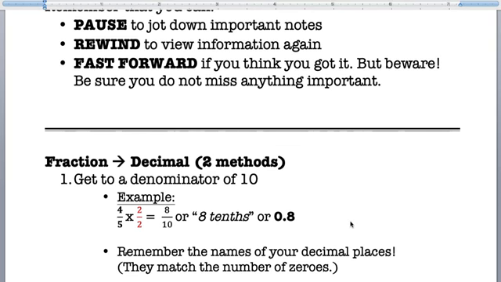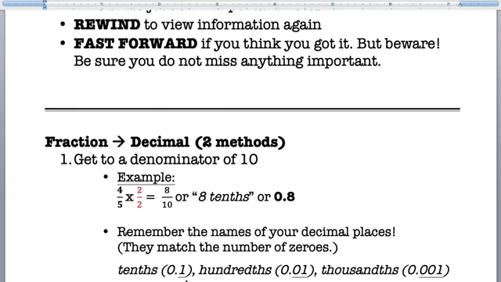So then it's important that you remember the names of your decimal places. If you don't know what it's called, tenths, hundredths, or thousandths, then it'll be really hard for you to change it into a decimal. So remember that they have to match the number of zeros. For instance, tenths is only one decimal place over to the right of the decimal point because a 10 has only one zero. Hundredths are two decimal places over because 100 has two zeros. Thousandths is three decimal places over because 1,000 has three zeros. So that should help you remember the names.